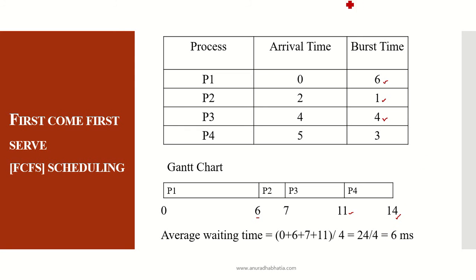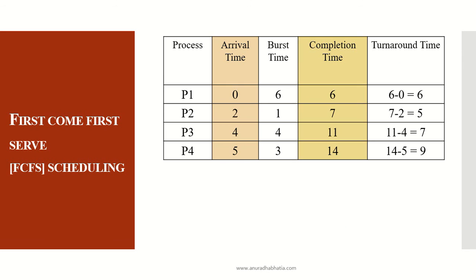And the average waiting time without considering the arrival time is 0 plus 6 plus 7 plus 11 divided by 4 is equal to 24 by 4 is equal to 6 milliseconds. So this is the average waiting time by considering only the burst time and not considering the arrival time. Now let's see how we solve this problem by considering the arrival time.